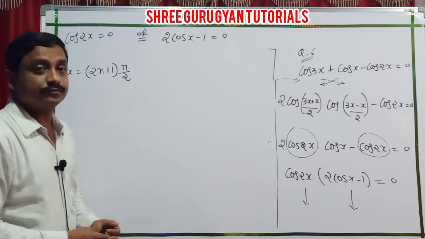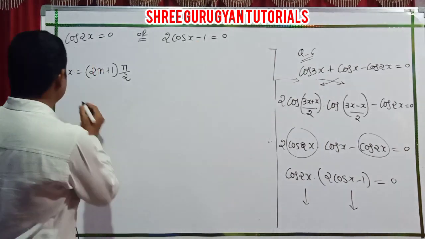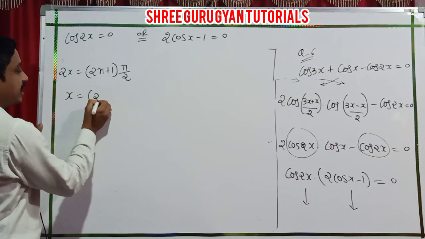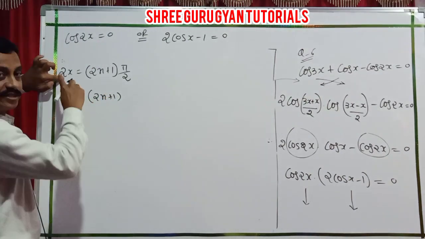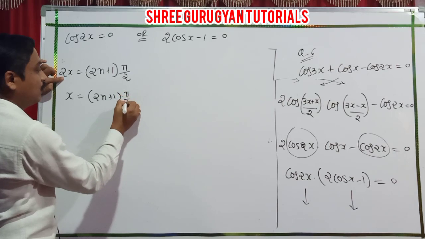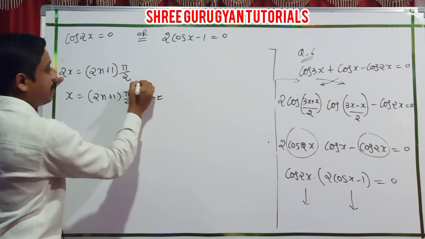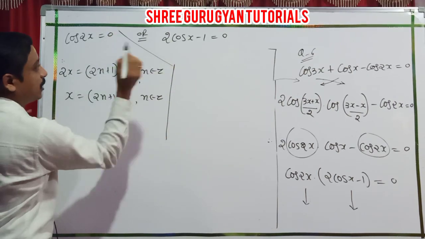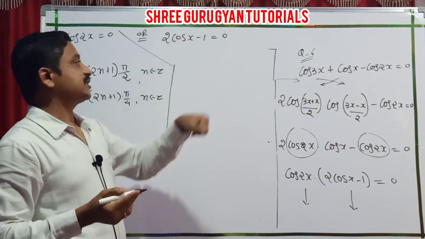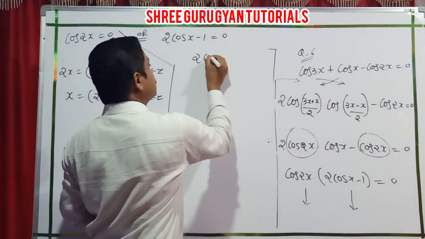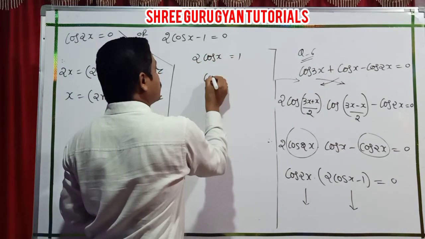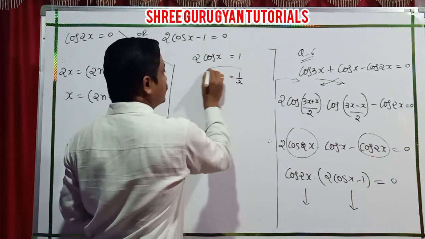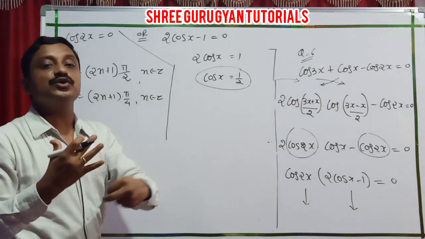So indirectly, students, here x is divided: the 2n plus 1 and this 2 is divided, forming pi by 4, and n belongs to z. That's our first case done. Now I move to 2 cos x minus 1. That also is the same: 2 cos x is equal to 1, so cos x is equal to half. And here, students, cos is half.